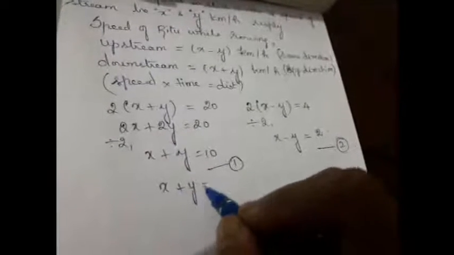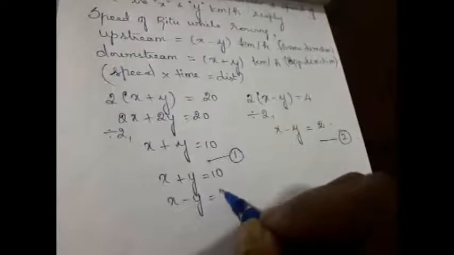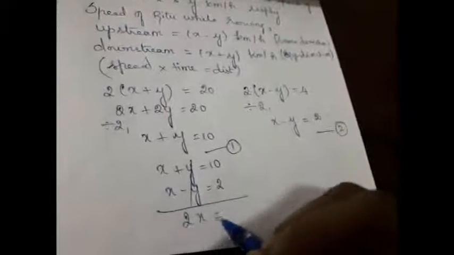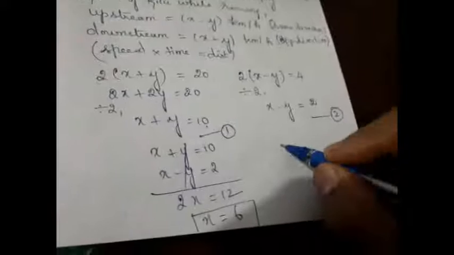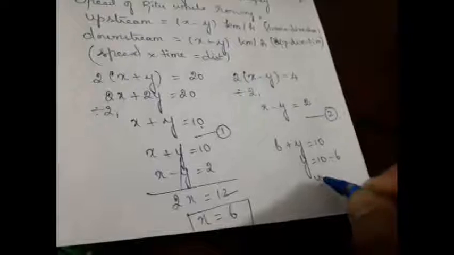If you add these two equations, you will get the answer directly. If you add, what will happen? x plus y equals 10, x minus y equals 2. So 2x equals 12, x equals 6. When you substitute x equals 6 in the first equation, 6 plus y equals 10, y equals 10 minus 6, so y equals 4. So the speed in still water is 6 km per hour and the speed of the stream is 4 km per hour.